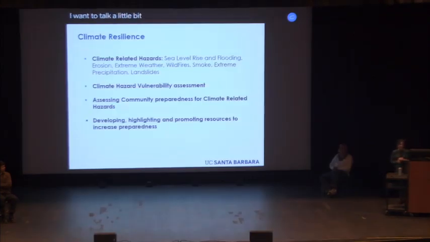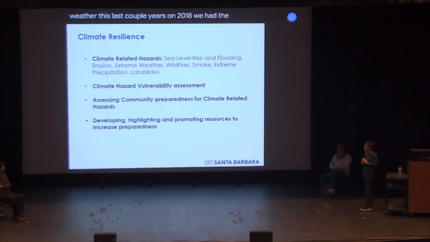So I want to talk a little bit about climate resiliency, since we all are seeing the effects of climate change. We're all seeing sea level rise, flooding, erosion. We've had some years of weather the last couple years. In 2018, we had the Thomas fire and then the floods. So how can we give our campus community the skills to bounce back after some of these events? The past couple years, we've partnered with EH&S and Jim Caesar, our emergency manager, to start working more on climate resiliency. And we started by assessing climate hazards and vulnerability among our campus community.